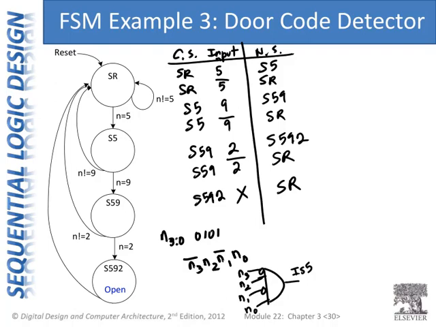Well, then how do we do this thing where it's not 5? How do we detect that it's not 5? Well, here we go. Inverter is not 5.